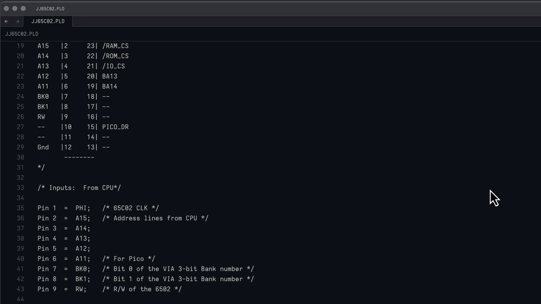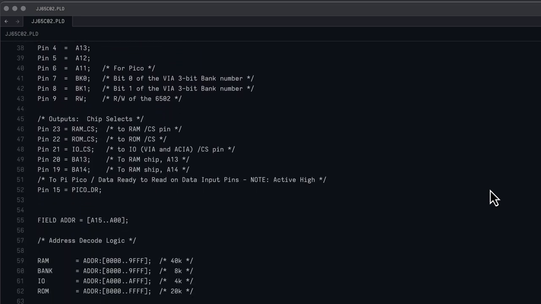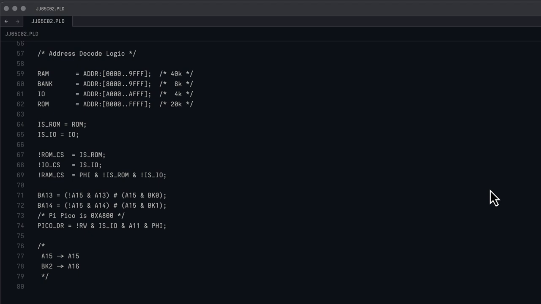In the particular case of the Raspberry Pi Pico, it's set up to respond to the address A800 and to be signaled when the read-write line is low, that is, we're writing data, well, the 6502 is writing data, that the address corresponds to some place in the I/O block, that A11 is high, which corresponds to the A800 address, and that the clock signal is high. The combination of all of these determine when the Pico data ready line goes high.